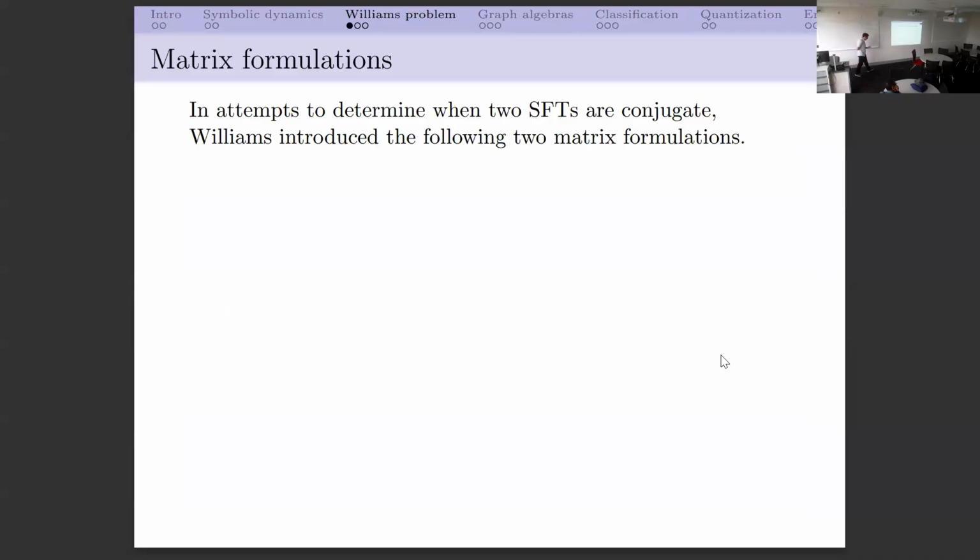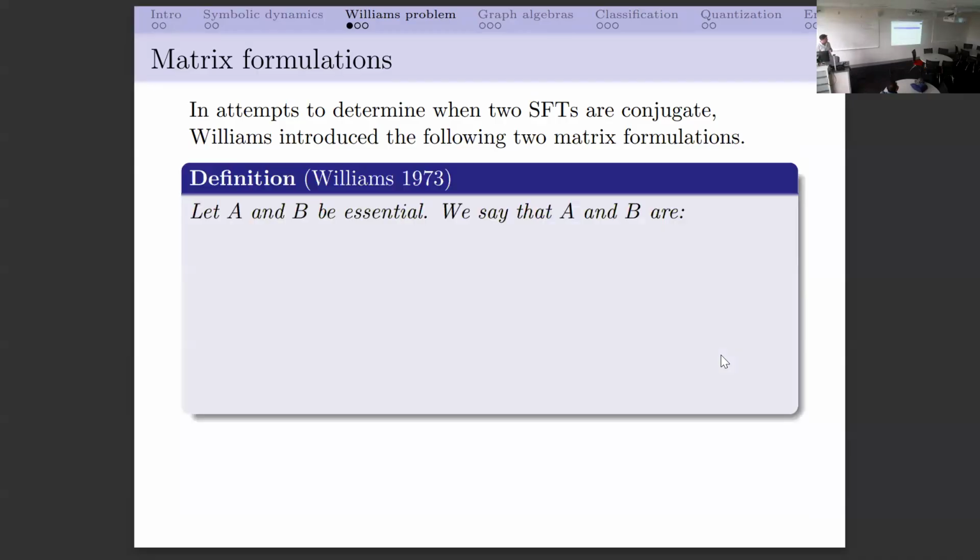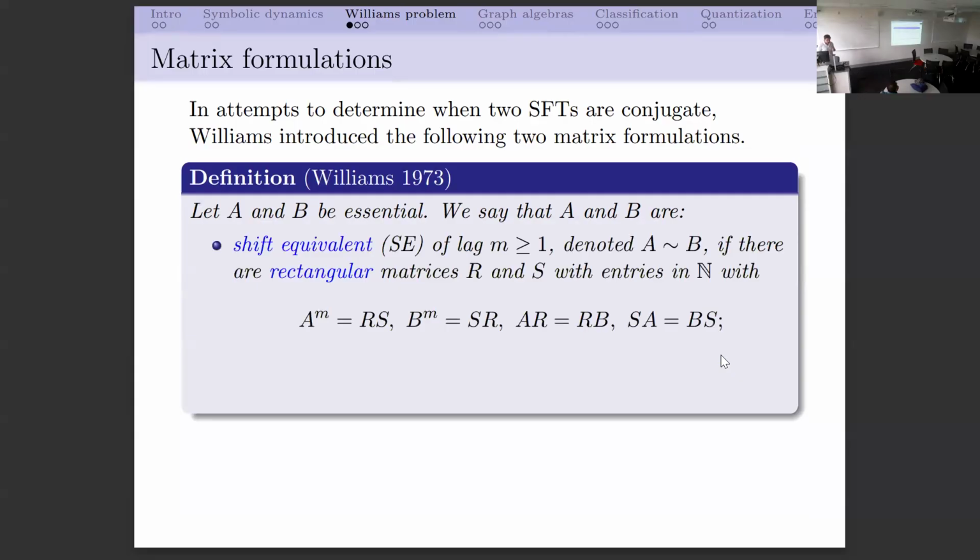So in our attempts to understand, to maybe try to find ways of determining computably when two subshifts of finite type are conjugate, Williams introduced the following two matrix formulations. In '73, if I have two essential matrices, I'm going to say that they are shift equivalent, and I'll denote this by A tilde B, if there are rectangular matrices with values in the natural numbers, including 0 potentially, such that if I do RS, I get some iteration of A. If I do SR, I get some iteration of B, and R intertwines A to B, and S intertwines B to A. It kind of looks like Morita, doesn't it? It does, yeah, a little bit.